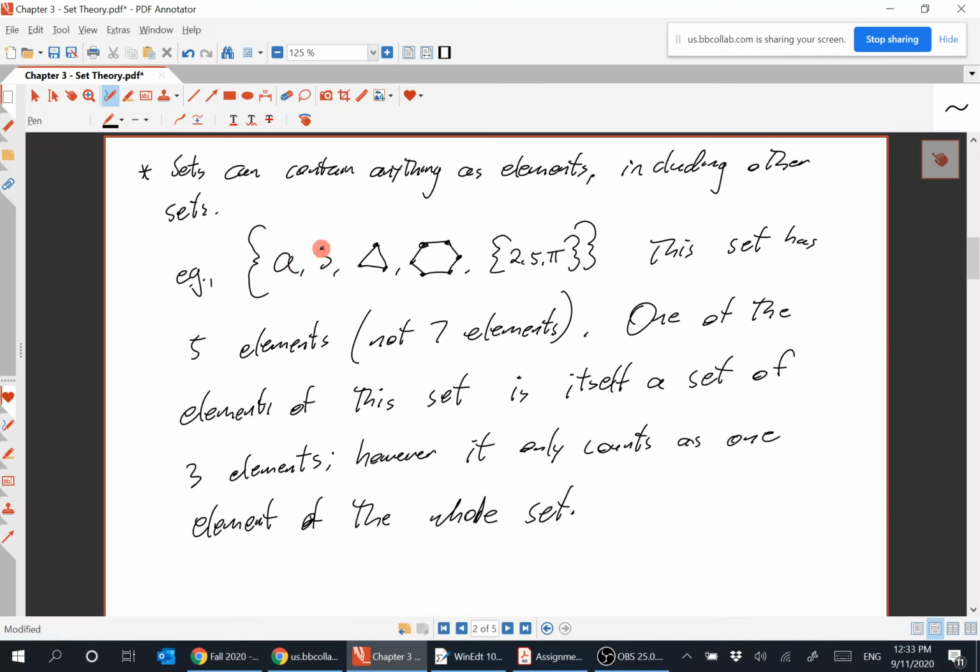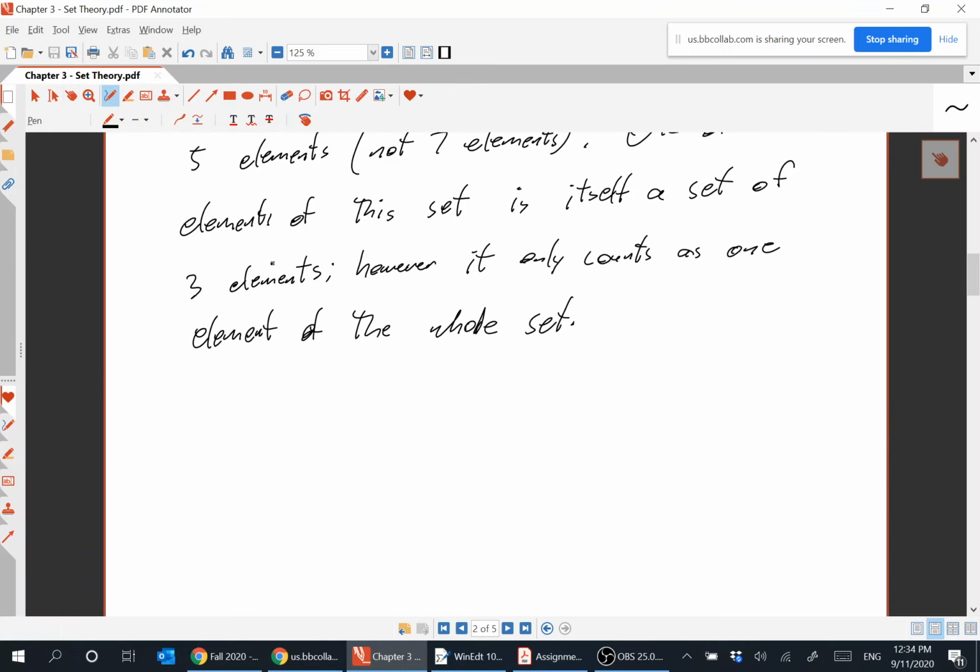This element is lowercase a. This element is the number 3. This element is an equilateral triangle. This element is an equilateral hexagon, and this element here is a set having 3 elements within it. But this thing here is only one set, this element here is one set, and that one set is an element of this whole set here. Okay, so sets can be elements of other sets.